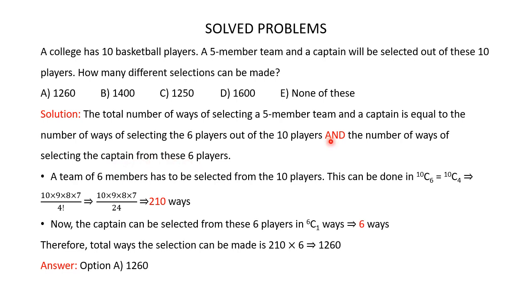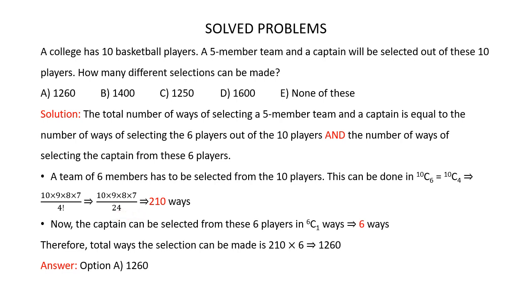Remember, and means multiplication. Now, a team of 6 members has to be selected from the 10 players. This can be done in 10C6 ways. Now 10C6 can also be written as 10C(10 minus 6), which is 10C4, and 10C4 is nothing but 10 multiplied by 9 multiplied by 8 multiplied by 7 divided by 4 factorial. 4 factorial is 24, and on solving this we get 210 ways.